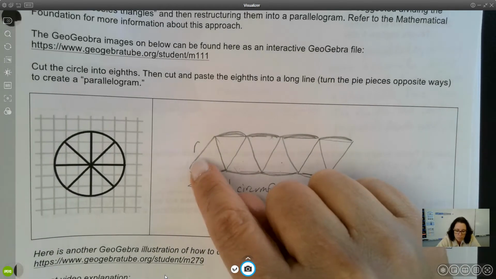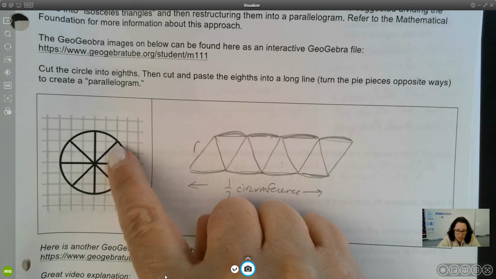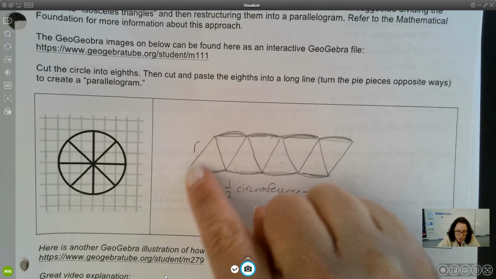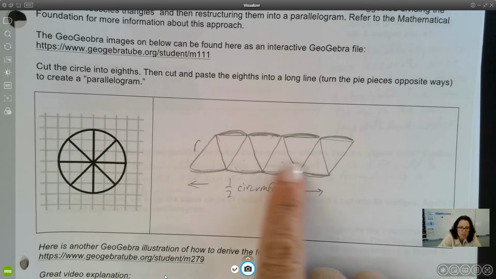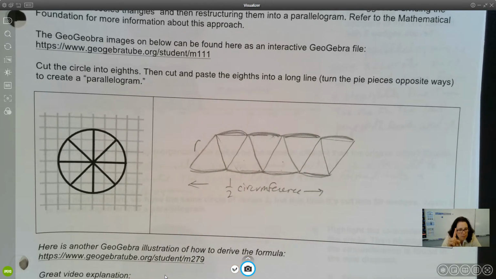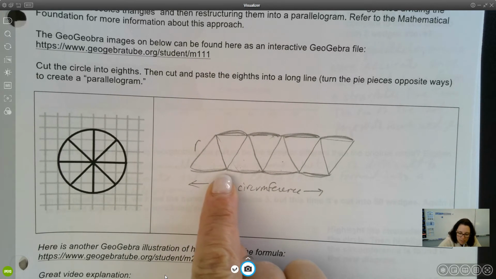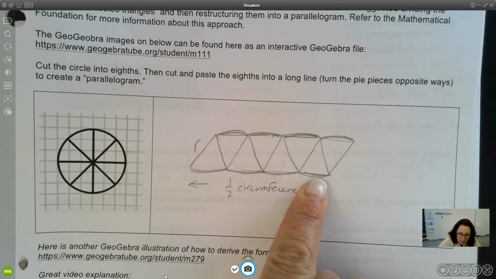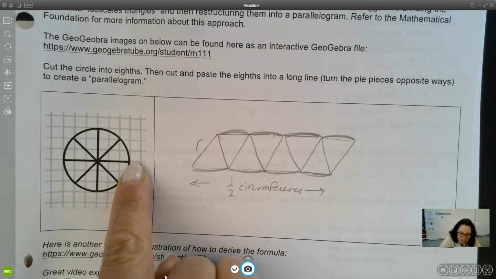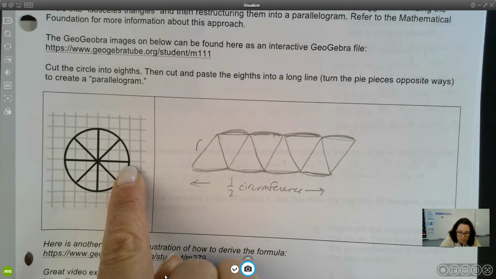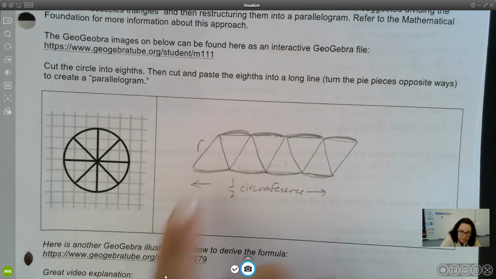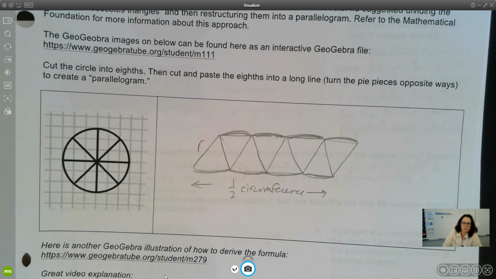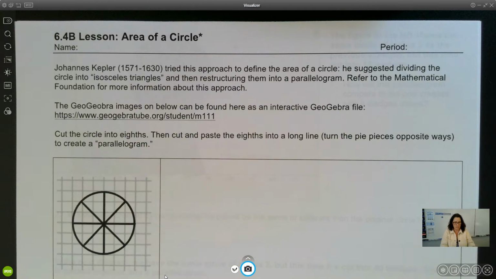Wouldn't this be the radius? Wouldn't that be the side of one of the wedges? And then we turn them opposite ways. Now let's think about this. Isn't this side half of the circumference? Which means this other side with it, both together, is the full circumference. That's something important to understand.